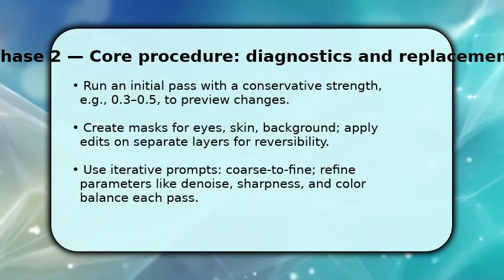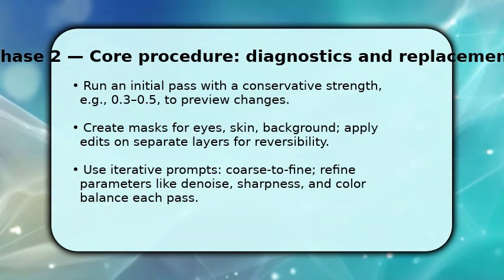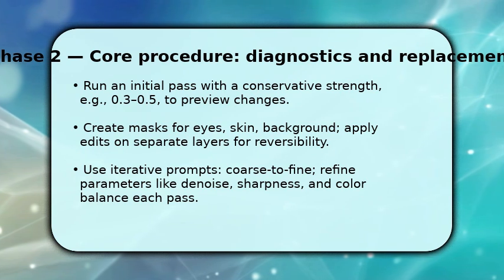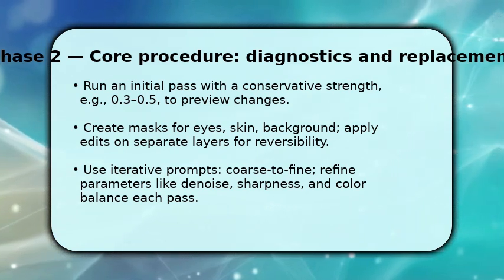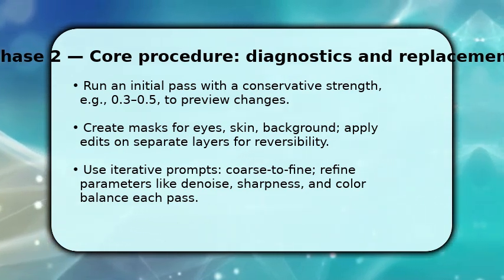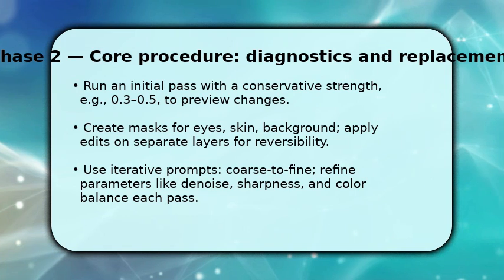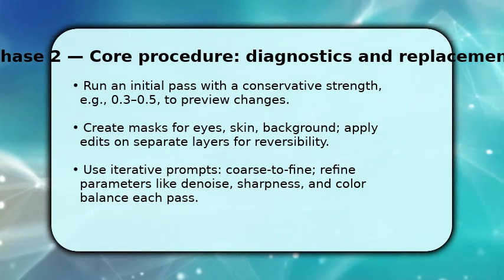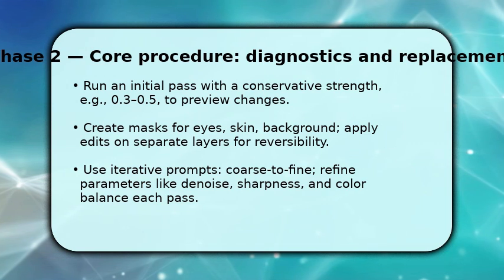Once the initial setup is ready, run a conservative first pass. Set strength around 0.3 to 0.5 to see major changes without losing detail. Then mask critical regions (skin, eyes, background) and perform edits on separate layers so you can backtrack.